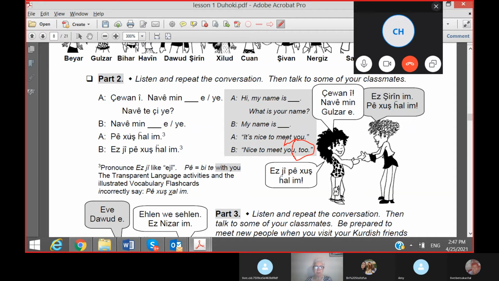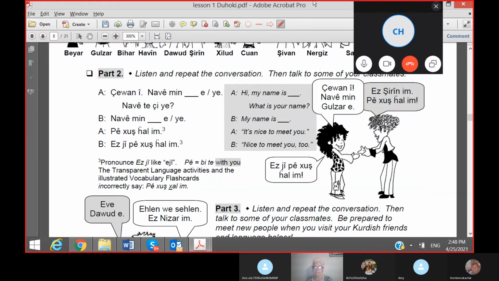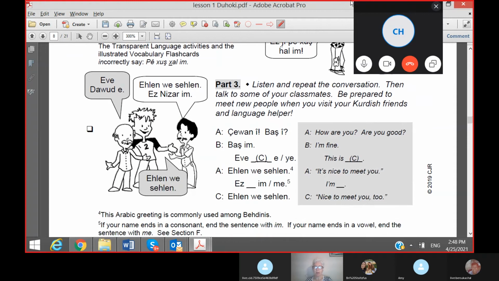And some of you may be wondering, what is pay? What does pay mean? Pay is a contraction. We'll get to this later. Pay means ipta, with you. Okay, so there's a conversation that you can practice with somebody else. Now let's work on part 3.